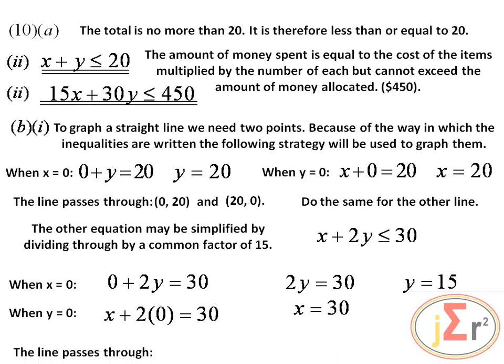The line passes through what? 2 points. What are they? The x ordinate is 0, the y ordinate is 15. The x and y coordinates are 0, 15. Then it will pass through another point. The x ordinate in this particular case is 30. The y ordinate is 0. This one will pass through the pair of coordinates 30, 0. Then we will graph them on the other slide.